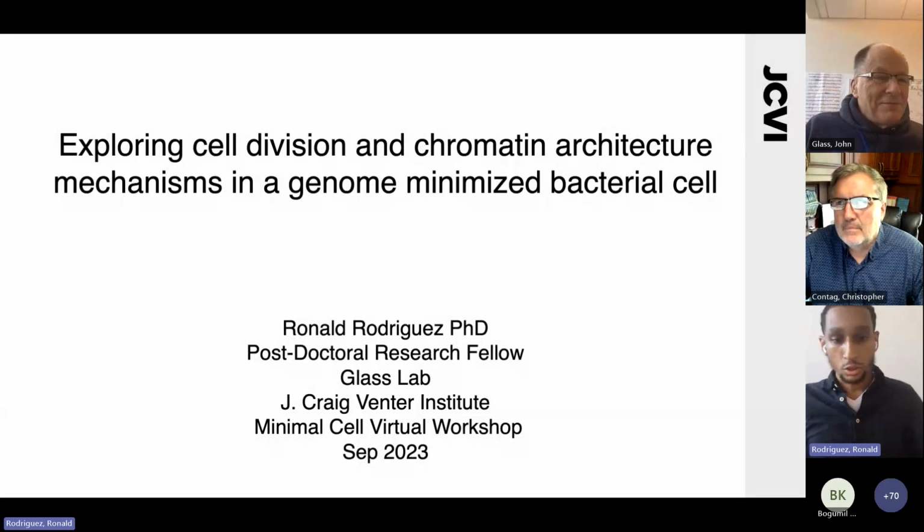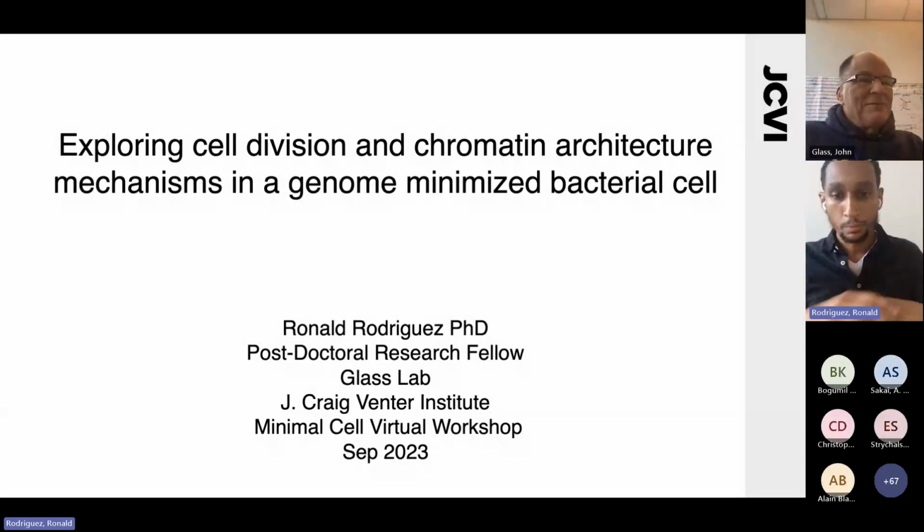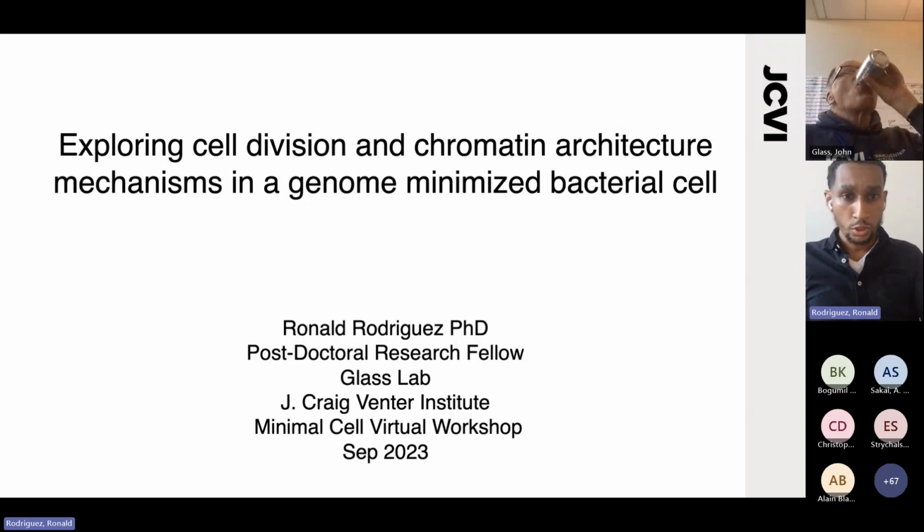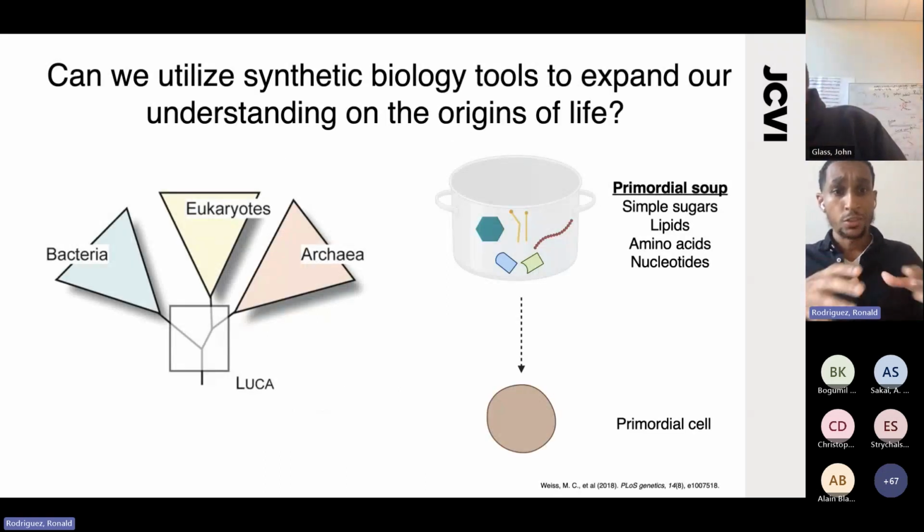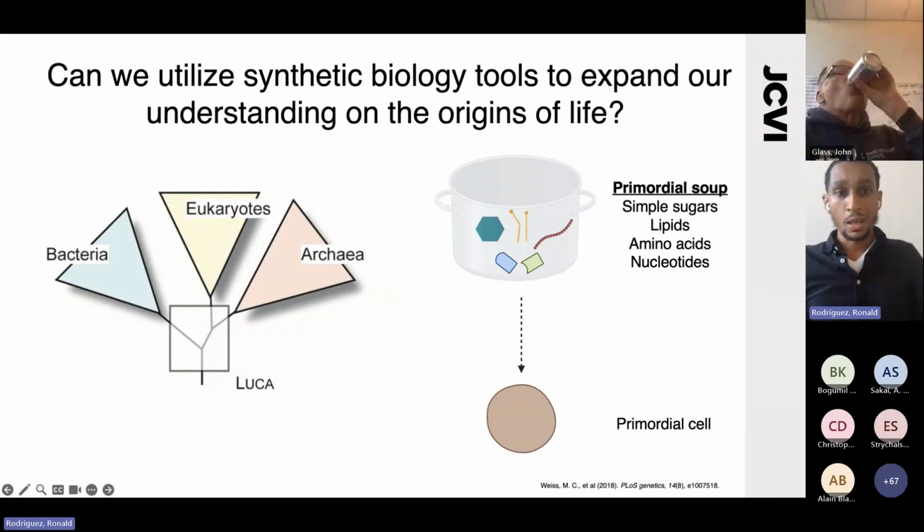I'm very happy to talk to you all today about what I'm going to be doing with the minimal cell. A lot of scientists have been interested in this question: what is life and how did it originate? From an evolutionary standpoint, it is thought that life arose from a universal ancestor that, after years of evolution, gave rise to organisms in the three major domains of life.